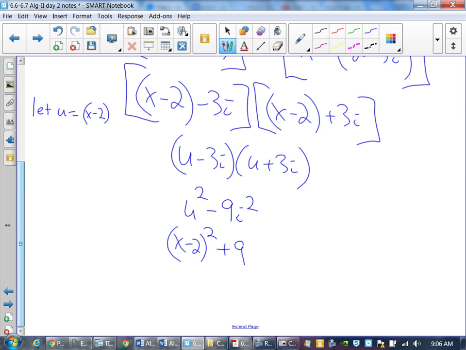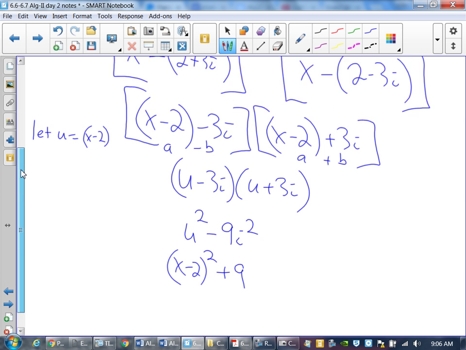Because this is x minus 2 minus 3i, x minus 2 plus 3i. This is nothing more than a minus b, a plus b. All I did is use this little trick in algebra called U substitution, letting something that looks like crap look like something that's easy. That's all it is. It's very, very simple, fast stuff. Okay? So now if I FOIL the rest of this out, what was our other zero from way back when?